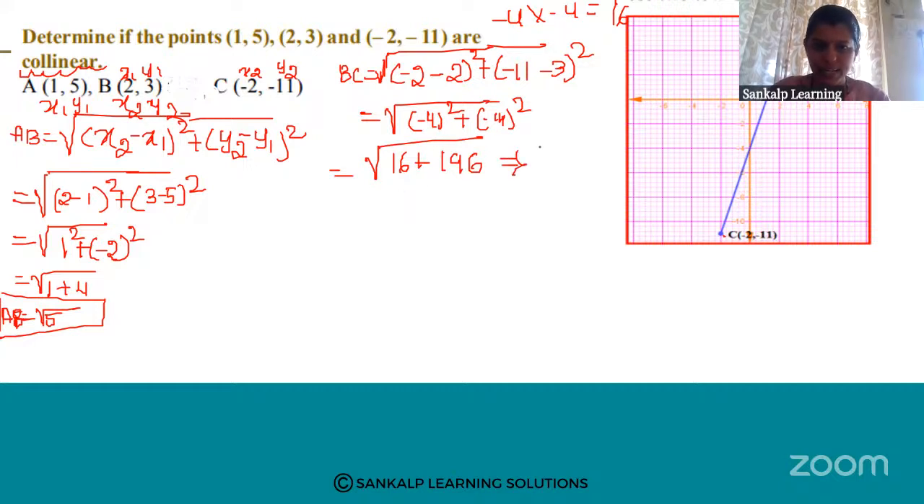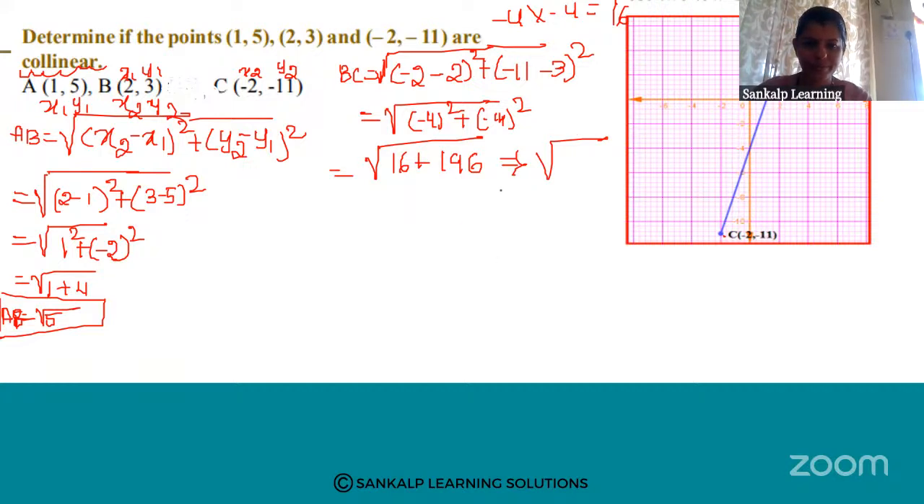So, 16 plus 196. Okay. 16 plus 196 is 212, right? 196 plus 16. Sorry, it is 212. So square root of 212. Therefore, BC value is square root of 212.